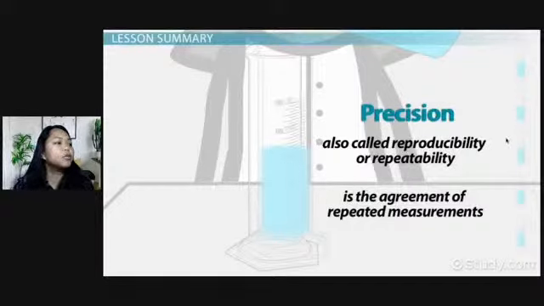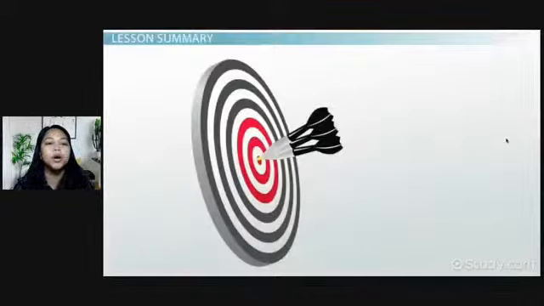Okay, we proceed with question number, prior to that, so this right here, kung meron kayo nakikitang ganito, would you say that this is accurate or is this precise? Okay, is this accurate or precise?